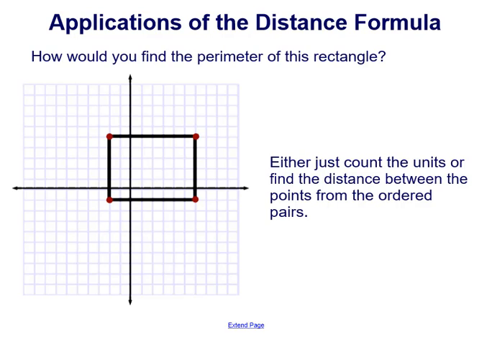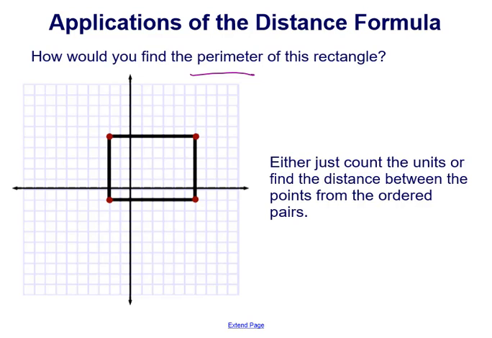Now there are applications of using the distance formula as well. For example, looking at this shape on the coordinate plane, we can ask, how would you find the perimeter of this rectangle? Remember, the perimeter is the distance around the shape. So here we have a rectangle which is made up of all horizontal and vertical sides.